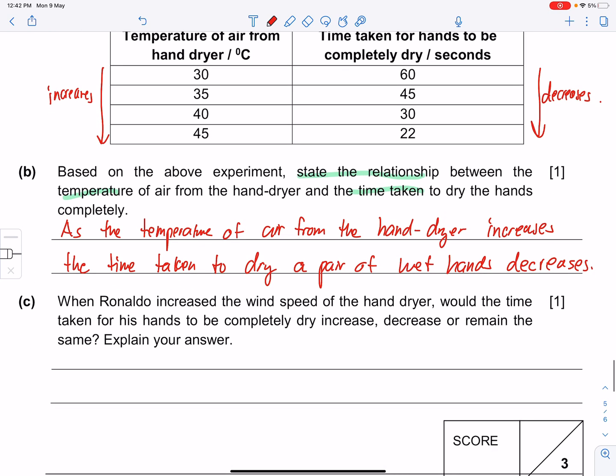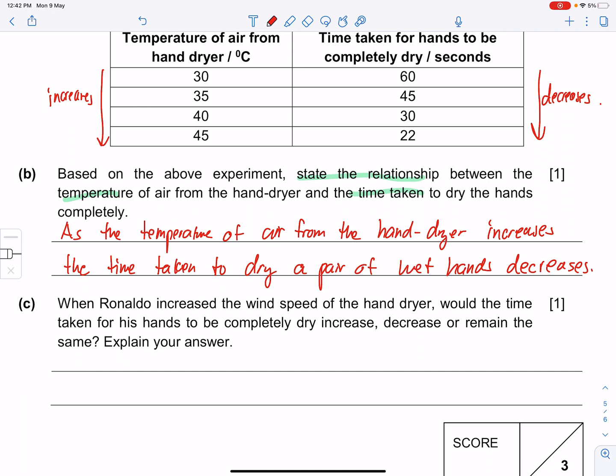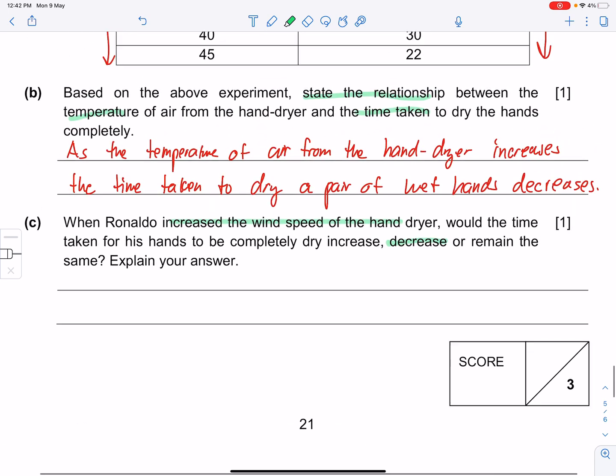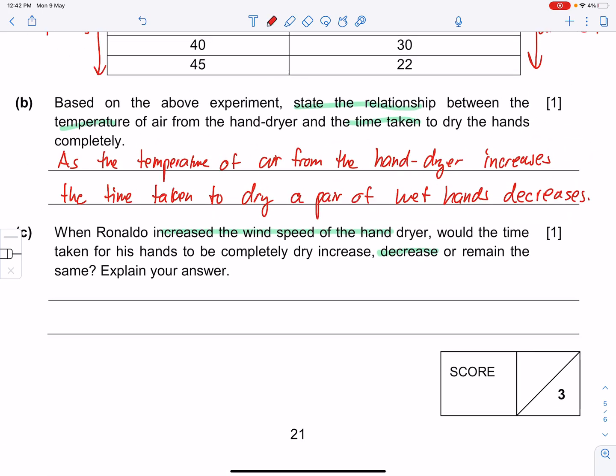Very straightforward. Now for the last question, when Ronaldo increased the wind speed. We know that this whole question is on factors affecting rate of evaporation, and wind speed is one of them. They ask, will the time taken for his hands to be completely dry increase, decrease, or remain the same? Your answer should be decrease. Why? Because wind increases the rate of evaporation, and evaporation is the key process of drying your hands.